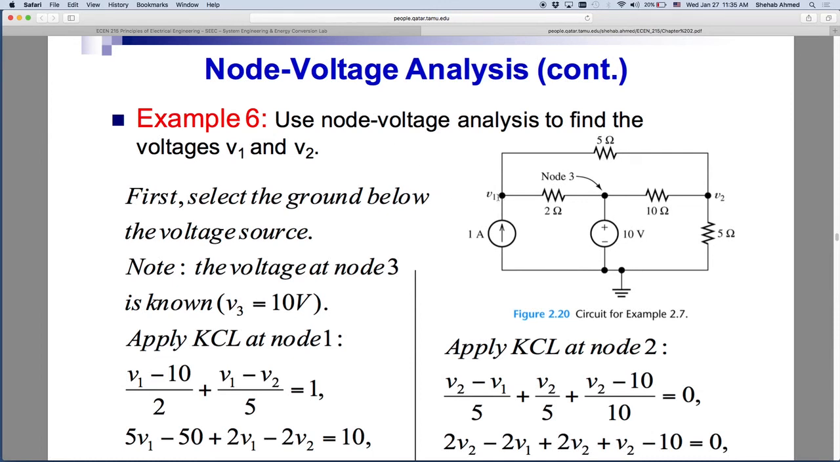So let's apply Kirchhoff's current law at node 1 here. Right? So if we apply Kirchhoff's current law at node 1, what do I have coming into the node? I have 1 amp coming into the node, and then I will assume that current into this branch is coming out of the node, and current into this 5 ohm is also coming out of the node. Okay? If I assume that direction, then what is this current equal to? What is the current in the 2 ohm equal to?